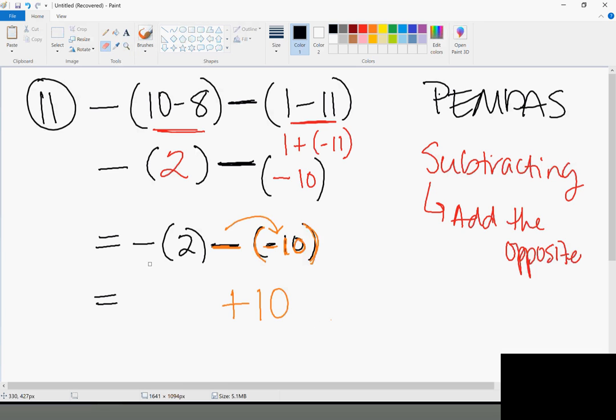Okay? And so now let's bring down that minus 2. We can get rid of the parentheses because a negative times positive 2 is just negative 2. So now we have negative 2 plus 10. So again, we have different signs. So take the sign of the bigger number, which in this case would be the 10. So it's going to be a positive. And the difference between 10 and 2 is 8. So 8 is going to be your final answer here. Okay?